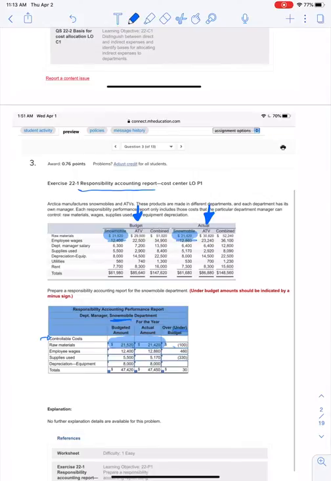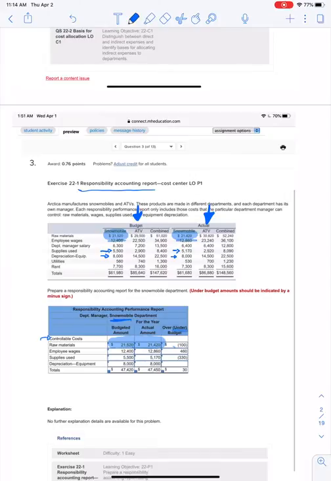So we're going to do the same thing. I'm going to come up here. I'm going to look at my supplies used. $5,500 was my budget, and we only used $5,170. So it looks like we came in a little under budget, which is a good thing. Now for depreciation, it is typically fixed. And if it's fixed, then it makes sense that there's no change in what we expected and what we actually incurred. So in this case, there's no difference in that depreciation.